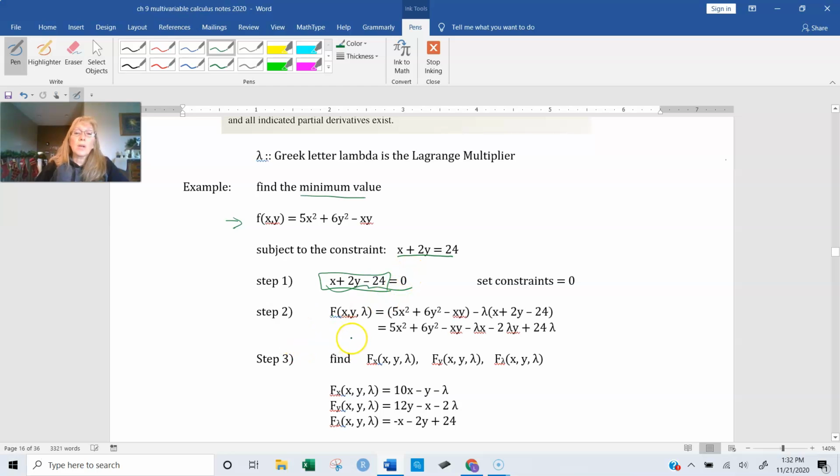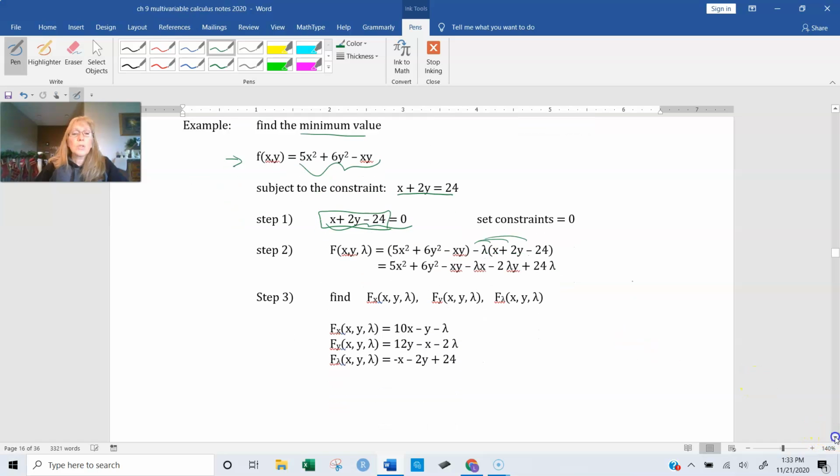Step two, we create our equation. So it's the first one minus the lambda times the constraint. Good to this point? Distribute your lambda. That's all I've done here. So we have our equation ready to derive.